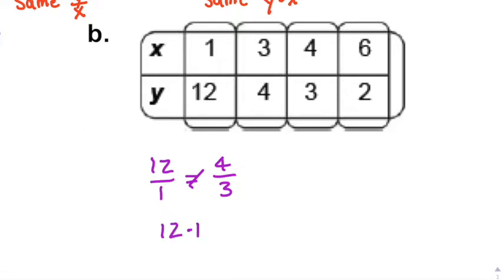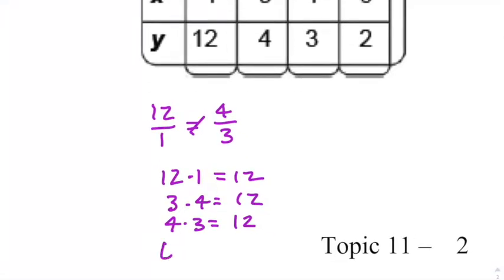Let's see, 12 times 1, that gives us 12. 3 times 4, that gives us 12. 4 times 3, that gives us 12. 6 times 2, that gives us 12. That means this is an inverse relation.